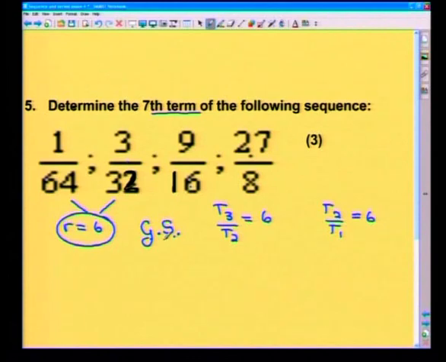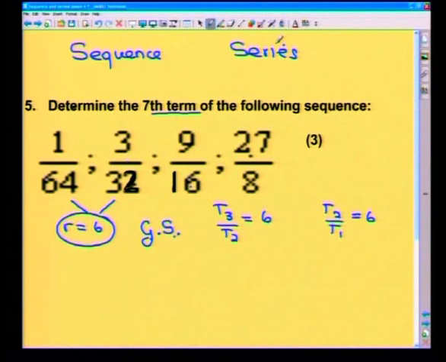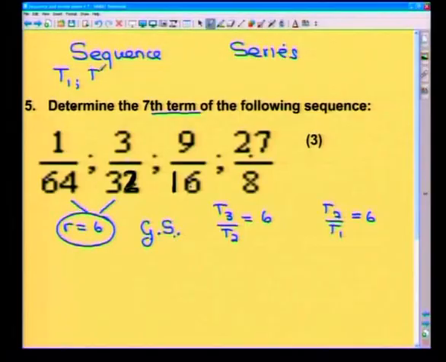While we're here, let's talk for 2 seconds about the difference between the word sequence and the word series. It's not a major difference, but there is a difference, and where it becomes important is if they ask you to give the sequence. And if you write the series, then you could lose a mark. A sequence is a listing like this.